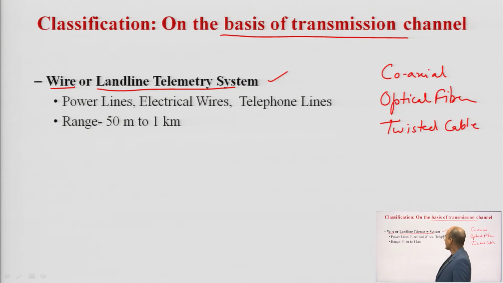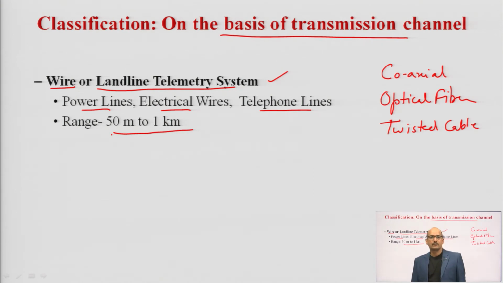Now, the point here is that these are all called power lines, electrical wires, telephone lines, and this type of basic wired telemetry system has a range of 50 meters to 1 kilometer, because you have to establish some kind of physical construction between the transmission and receiving end, and you have to make proper maintenance of that physical channel. That is why this range is limited between 50 meters to 1 kilometer.